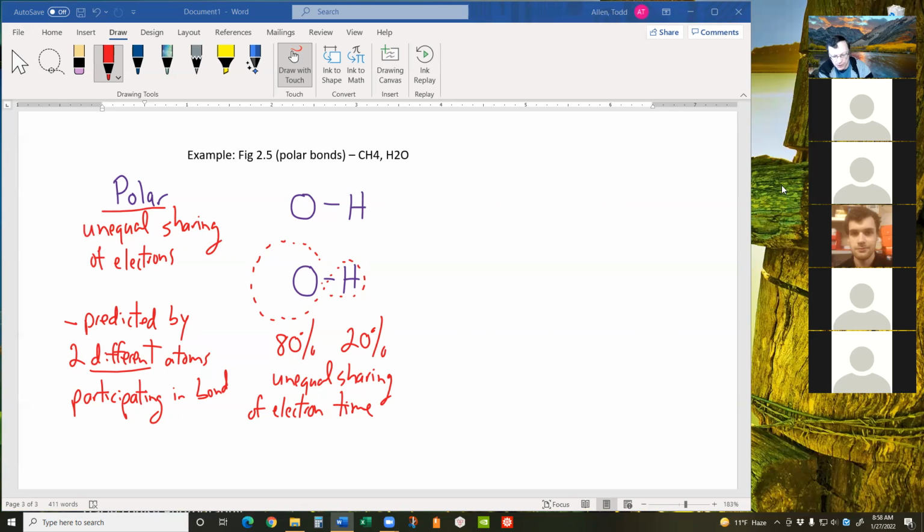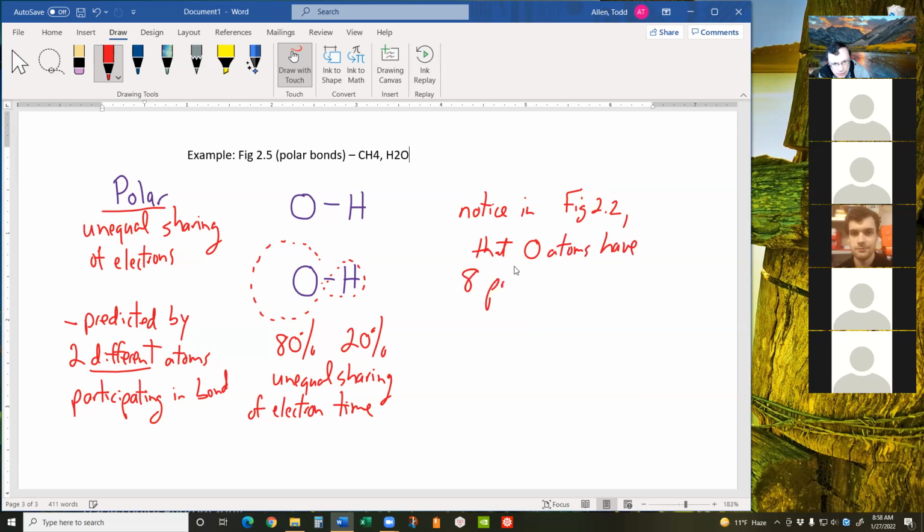Okay, all right, gang. So just notice here, notice in figure 2.2 of your textbook that oxygen atoms have 8 protons, while hydrogen atoms have 1 proton, which explains why oxygen is a more powerful electron vacuum cleaner, can draw electrons towards itself better because it's got 8 teammates which happen to be positive protons.